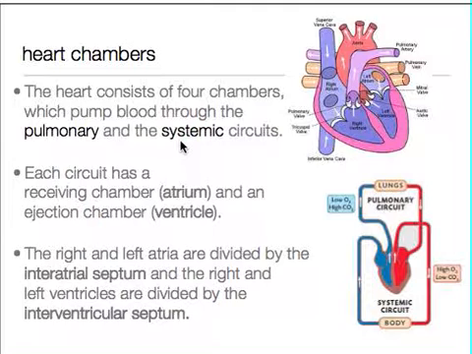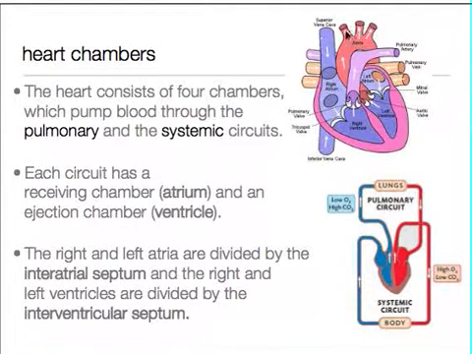And the atria are the receiving chambers. And then the ventricles are known as the ejection chambers, the ones that pump the blood to the specific circuits. And the right and the left atria are divided by an interatrial septum, and the right and the left ventricle have an interventricular septum in between them. So here you have that visualized.